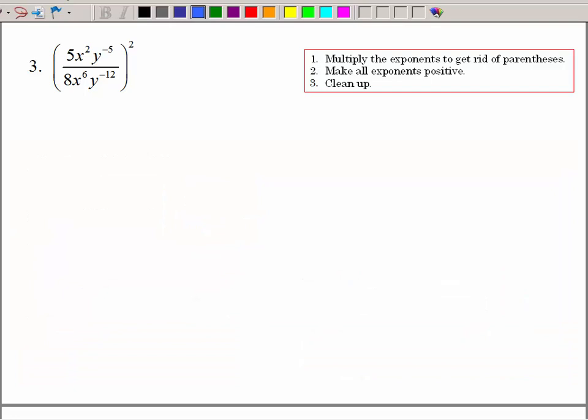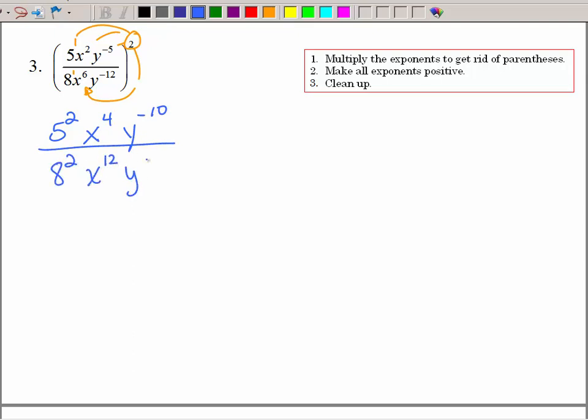Let's look at this third example. So now we have one big parenthesis. So that means this exponent doesn't just affect the top, but it also affects the bottom. So that 2 goes to all of those. All right, so I'm going to have 5 squared x to the 4th y to the negative 10 over 8 squared x to the 12th and y to the negative 24th. So I got rid of my parentheses.